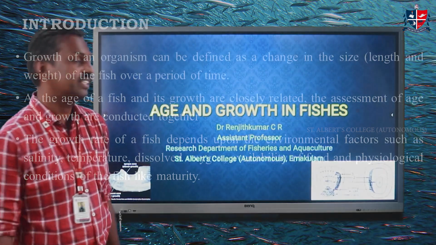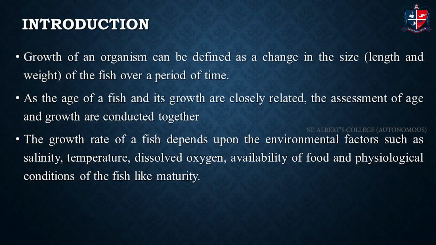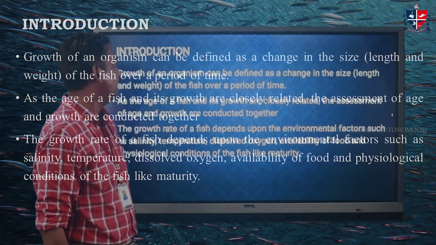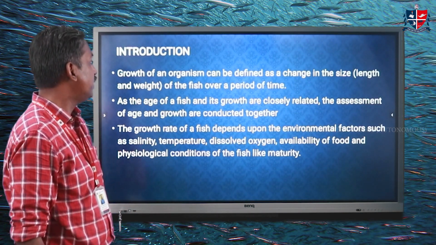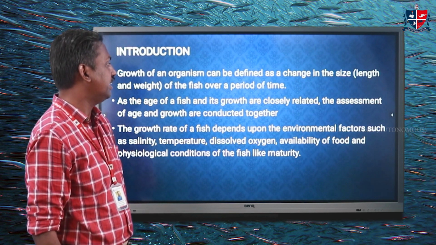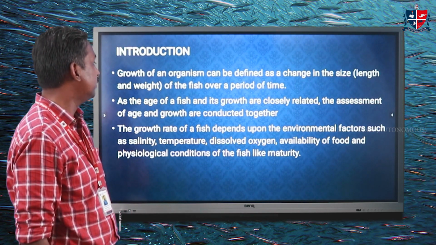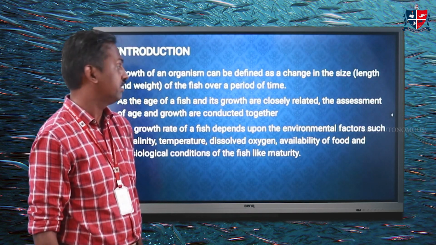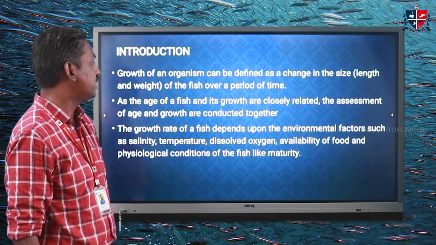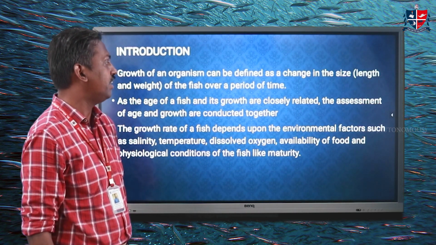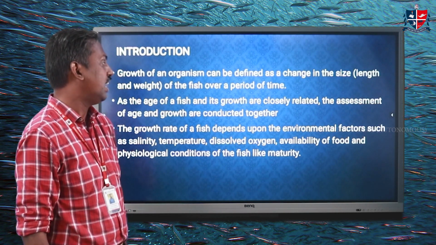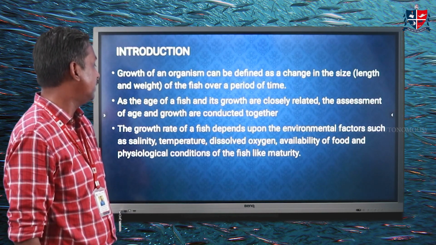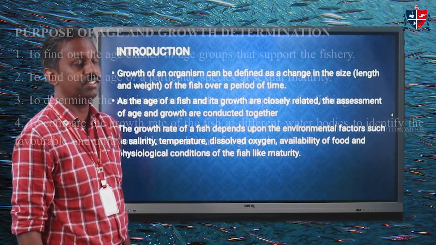Age and growth in fishes. The growth of an organism can be defined as the change in the size of the fish over a period of time. As the age of a fish and its growth are closely related, the assessment of age and growth are conducted together. The growth rate of a fish depends upon environmental factors such as salinity, temperature, dissolved oxygen, availability of food, and physiological condition of the fish like maturity.